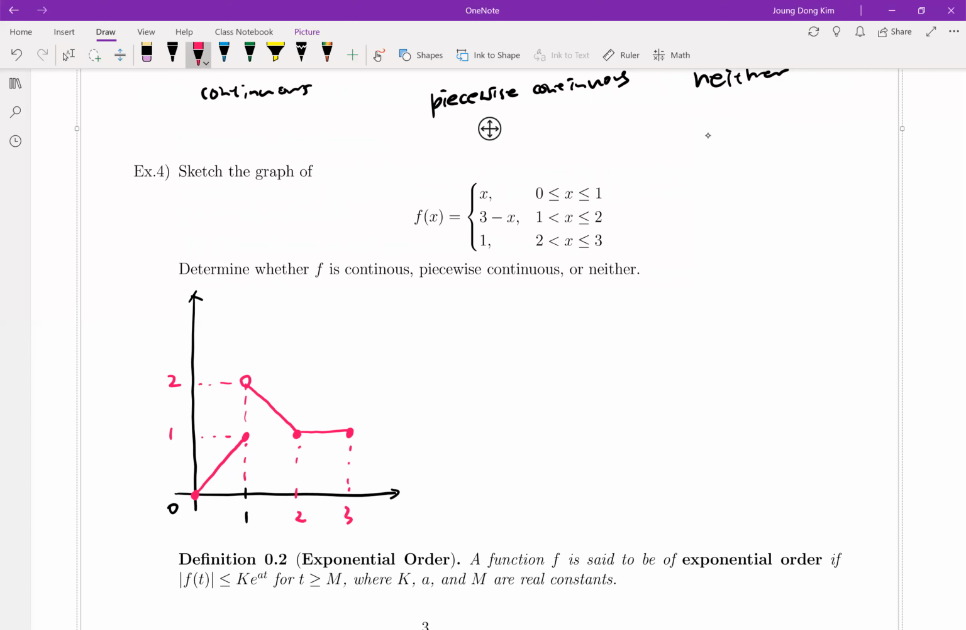So look at that. This function, as you can see, has two sections, right? From 0 to 1 and 1 to 3, okay? So it is definitely discontinuous, but in each subinterval, it is continuous, right? And also the limit at your endpoints is finite. So that's why we can say it is a piecewise continuous function.